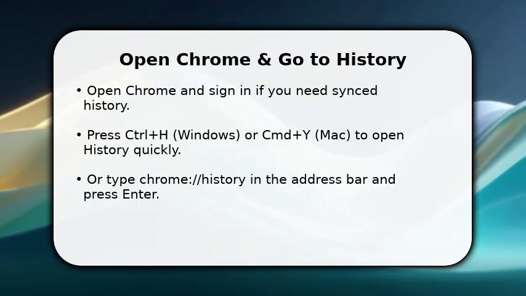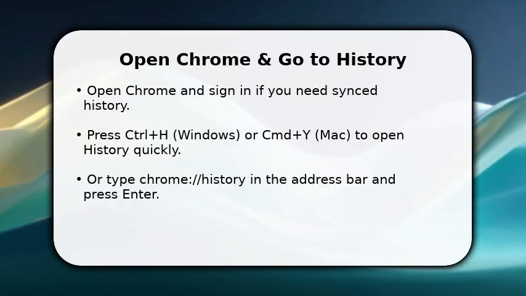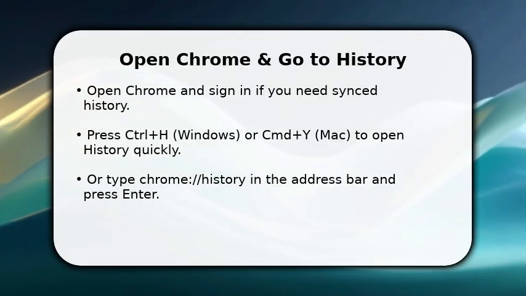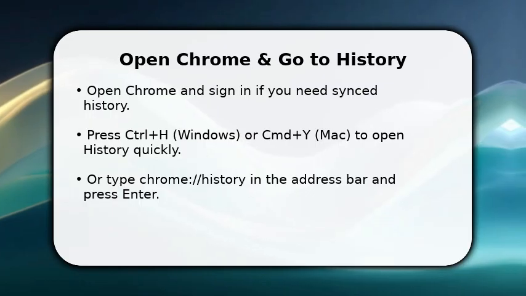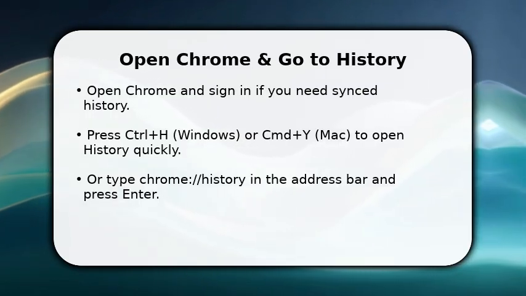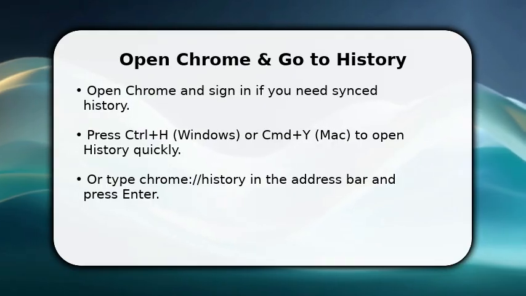You're starting inside Chrome. Open History now using Ctrl+H or chrome://history. Once the History page appears, make sure you're viewing the device or account you want. Synced accounts show combined results.